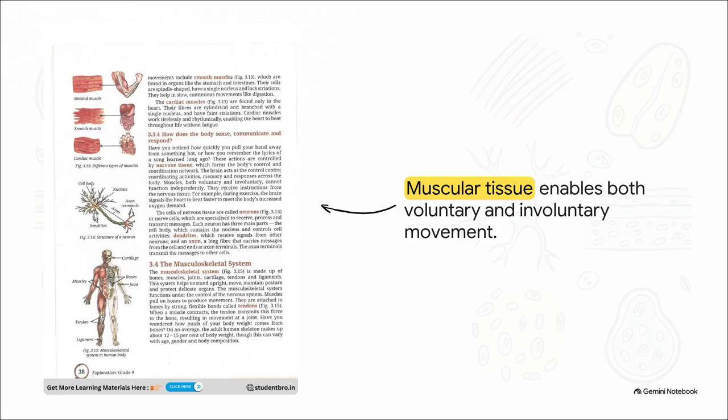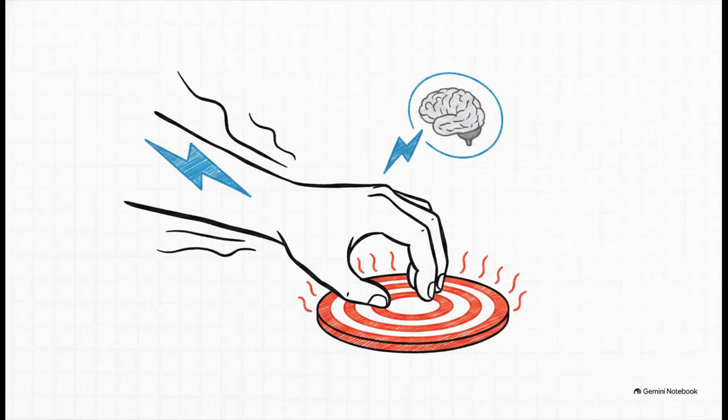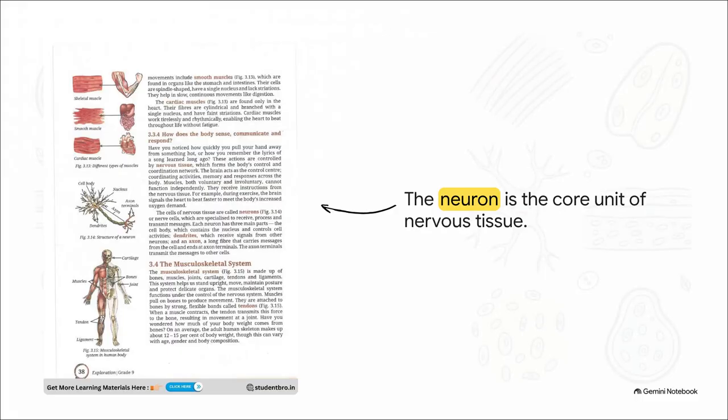It's wild. But muscles, no matter how strong or specialized they are, don't just act on their own. They need a command center. Think about the last time you accidentally touched a hot stove. You didn't pause and consciously think, I should probably move my hand. No, you just reacted instantly. And doing that requires a mind-blowing speed of communication. That instant reflex is controlled entirely by nervous tissue.